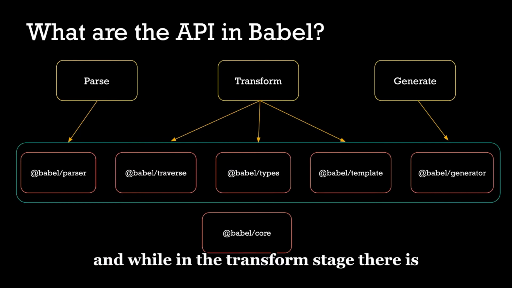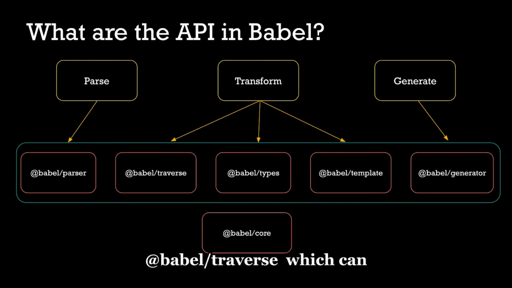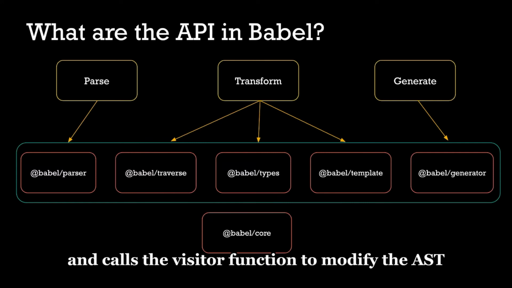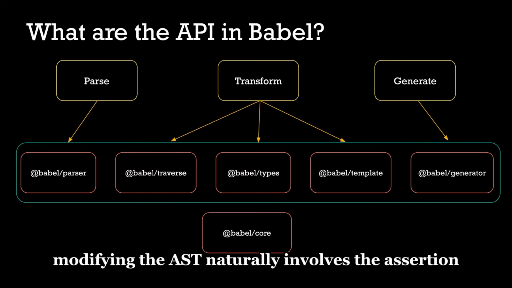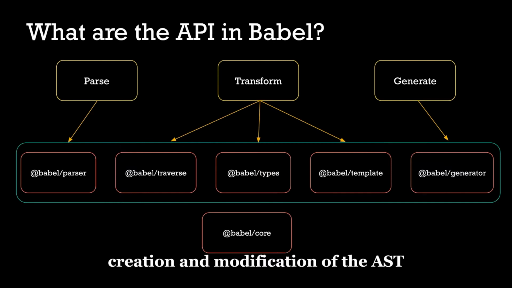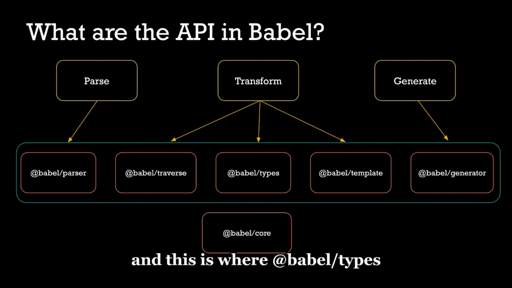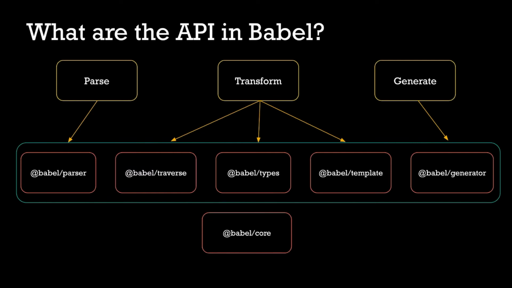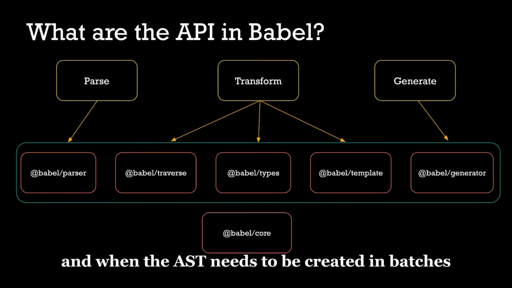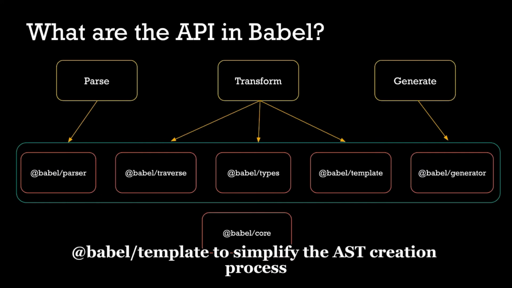And in the transform stage, there is Babel traverse, which can traverse the AST and call the visitor function to modify the AST. Modifying the AST naturally involves the assertion, creation, and modification of the AST. And this is where Babel's types comes in. And when the AST needs to be created in batches, you can use @babel/template to simplify the AST creation process.